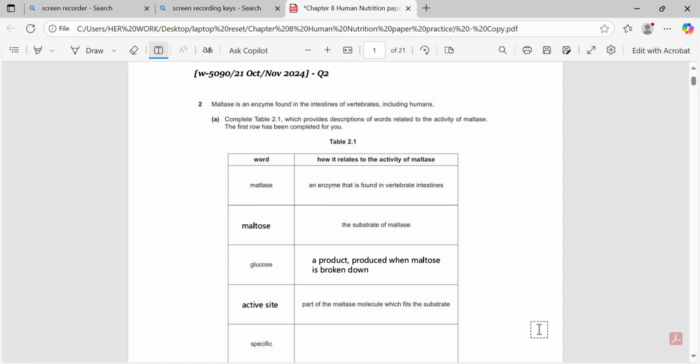The enzyme has a specific region called the active site where the substrate fits, like a key in a lock. This is where the chemical reaction actually takes place. Without the active site, the enzyme cannot interact with the substrate.